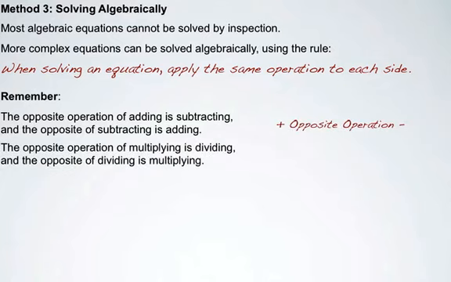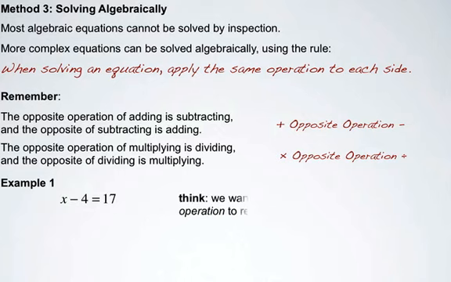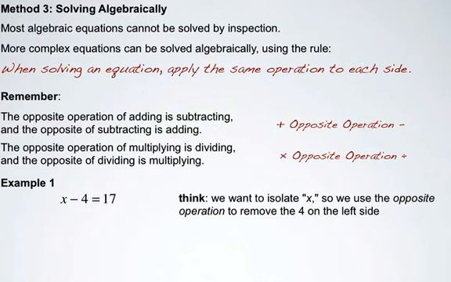The opposite operation of multiplying is dividing, and the opposite of dividing is multiplying. So let's solve x subtract 4 equals 17. We want to isolate x, so we want to remove the subtract 4 on this side. The opposite operation to cancel out the subtract 4 is add 4.